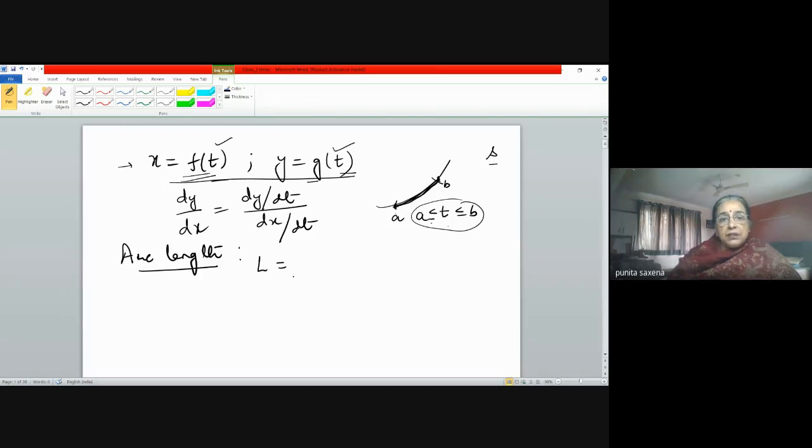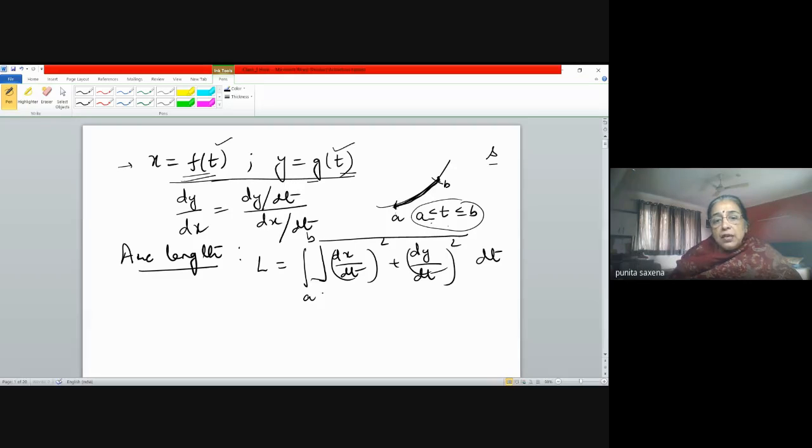For parametric curves, the arc length is given by the integral from a to b of the square root of (dx by dt) whole square plus (dy by dt) whole square, to be integrated with respect to t. That's why we have the limits a to b of t. So it's not x varying between a and b or y varying between a and b, it is t varying between a and b. Depending upon how the parameter is limited, we cut out the portion of the curve and then find the arc length.